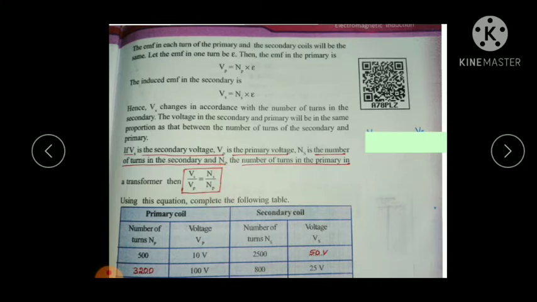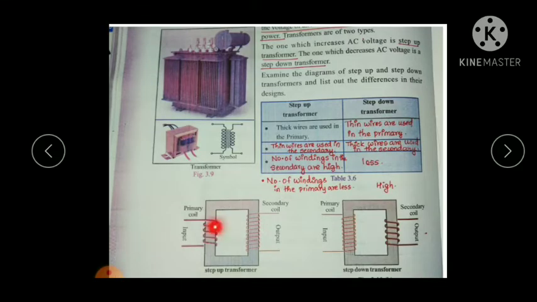So the number of turns and the voltage are directly related. On increasing the number of turns, what happens? The voltage or induced EMF also increases. So a step-up transformer is used for increasing the voltage and a step-down transformer is used for decreasing the voltage. See, on moving from primary to secondary, we can see there is a decrease in the number of turns. When the number of turns decreases, the induced EMF also decreases. On increasing the number of turns, the induced EMF increases.